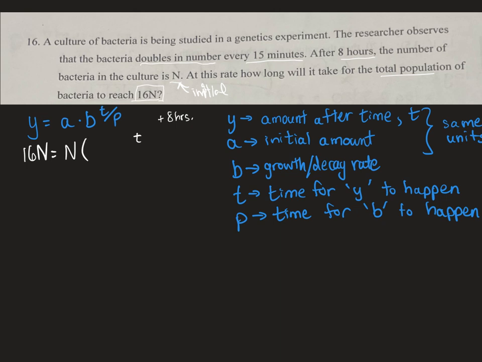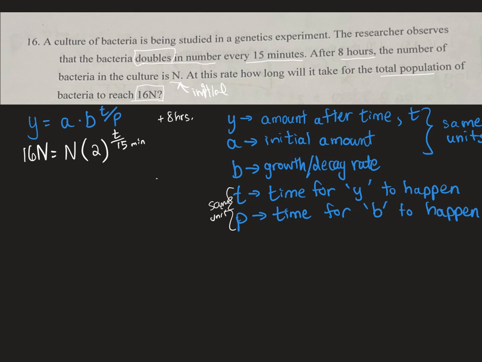All right, now our b is our growth or decay rate. And if you see the word doubles, that means our b value is 2. And the amount of time for that to happen would be every 15 minutes. So if I just put 15 on the bottom, that means t is going to come out in minutes because those two are the same units. So I can put it as 15 minutes. We just got to remember that t will be in minutes then.